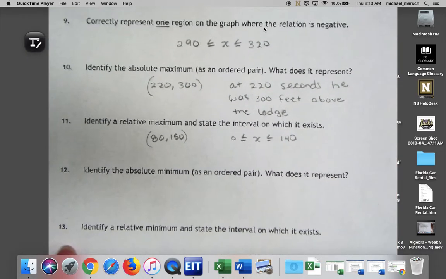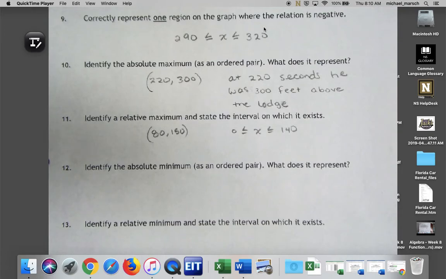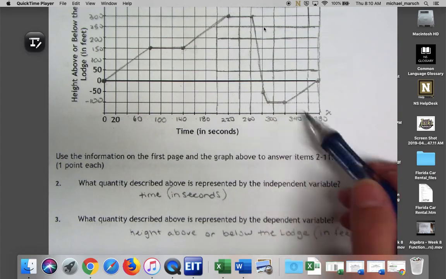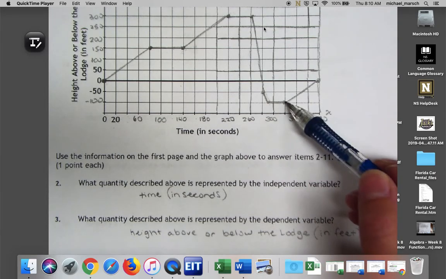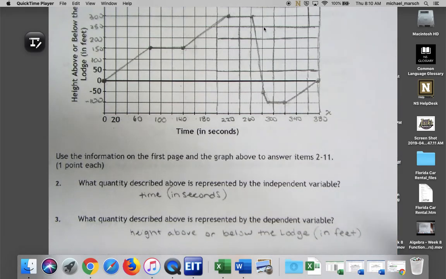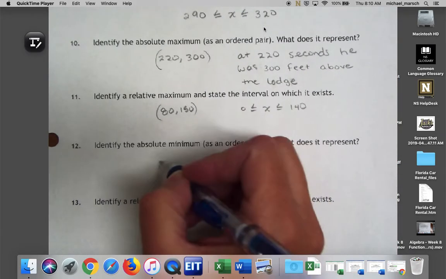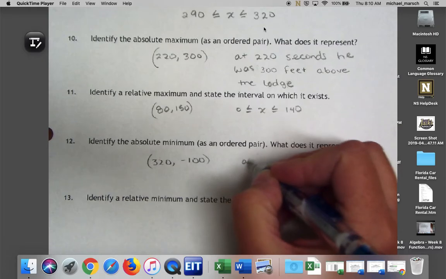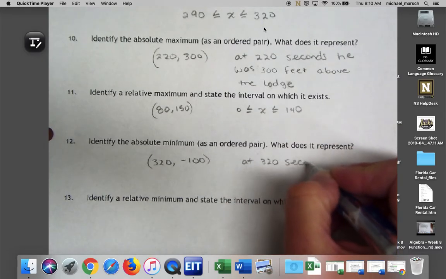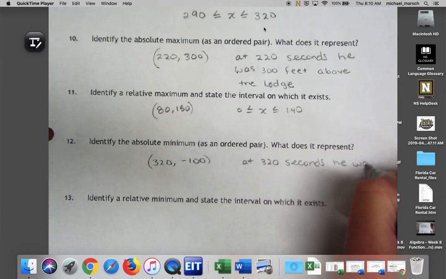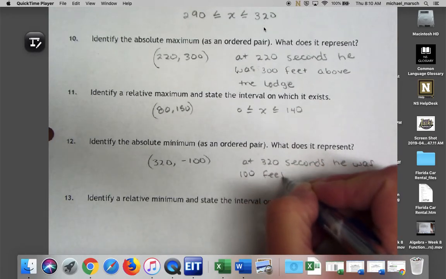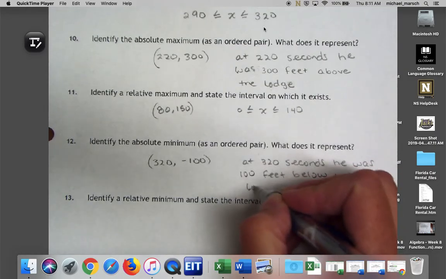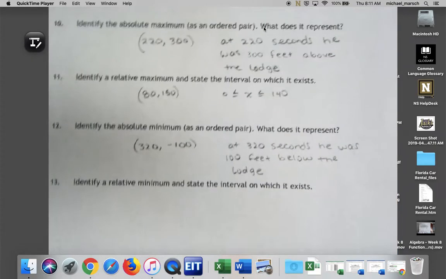Okay. Identify an absolute minimum as an ordered pair. What does it represent? So an absolute minimum would be down here where he was waiting for that ski lift, right? So I'm going to choose 320, negative 100. And that tells us that at 320 seconds, he was 100 feet below the lodge.